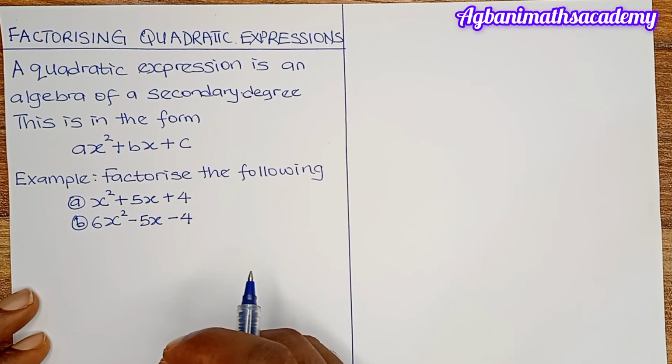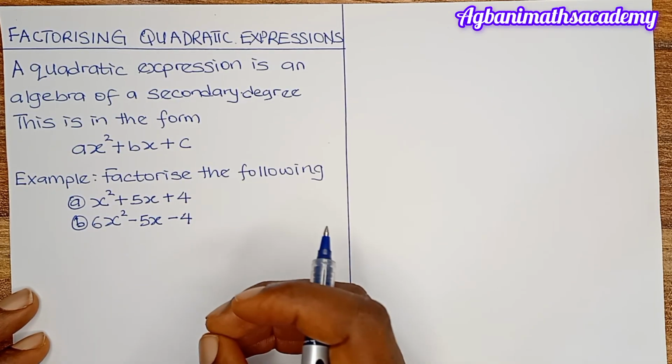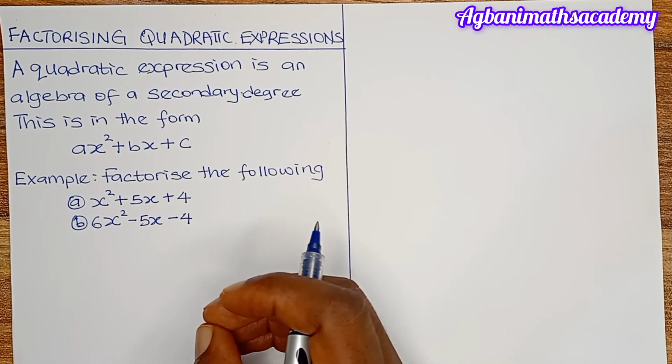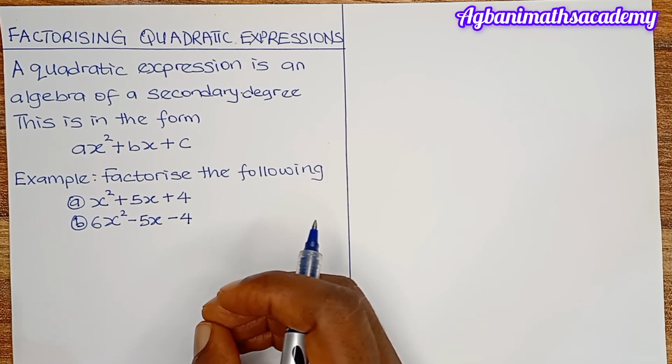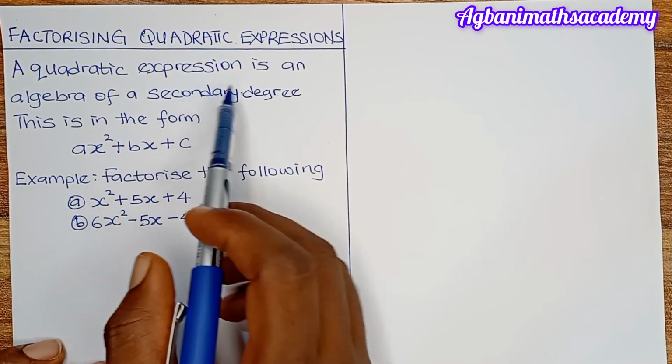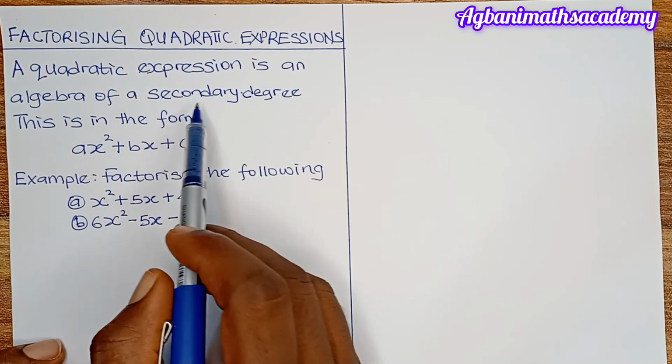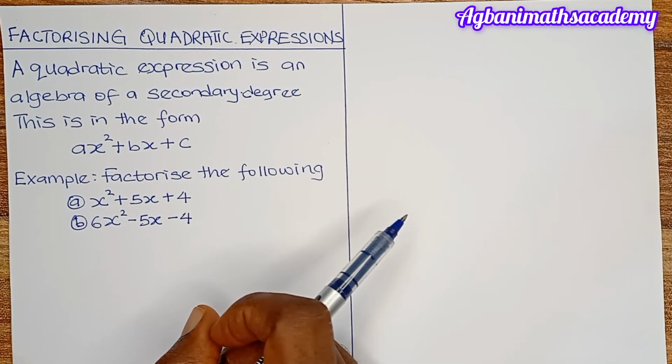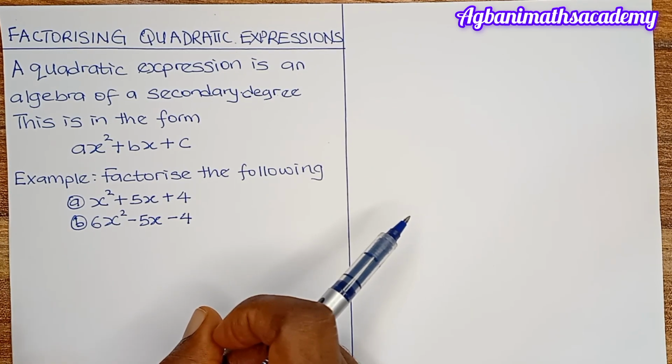Hi guys, in this video we're going to be looking at how to factorize quadratic expressions. So we are still on our series on algebra, okay? So this is a subtopic on algebra. A quadratic expression is an algebra of a second degree. A second degree algebra or polynomial is an algebra whose variable has a maximum exponent of 2. Okay, so the maximum exponent of its variable is 2.